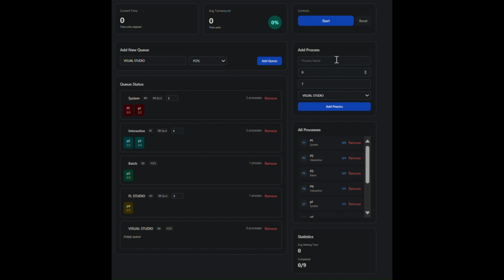Process P2 from the FL Studio queue takes over. With a burst time of 4 and a quantum of 4, P2 runs without interruption from time 4 to time 8. P2 completes at time 8.